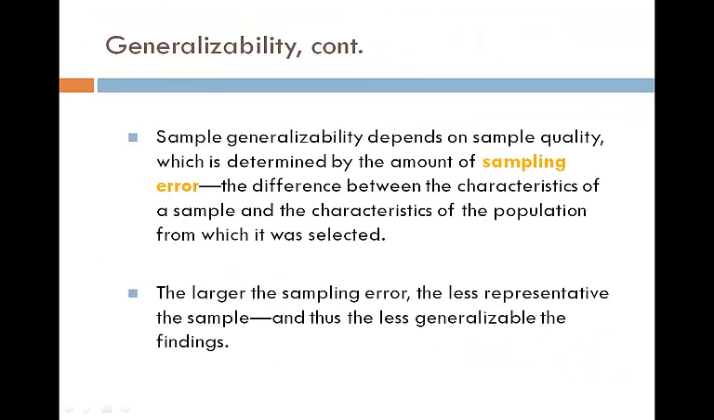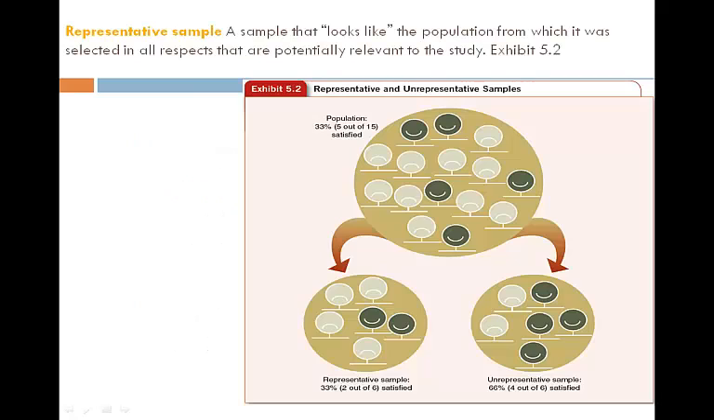Sample generalizability depends on the sample quality, which is determined by the amount of sampling error, the difference between the characteristics of the sample and the characteristics of the population from which it was selected. The larger the sampling error, the less representative the sample, and thus the less generalizable the findings.